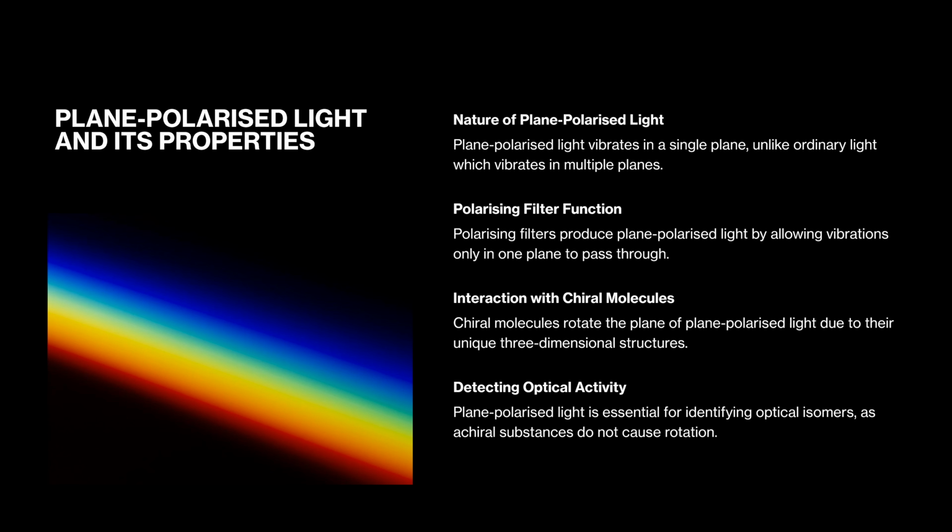Plane polarized light provides a way to observe the effect of molecular asymmetry because optically active substances interact with it in a measurable way. When plane polarized light passes through a sample containing a single enantiomer, the plane of vibration is rotated. This rotation occurs because the chiral molecules interact differently with the electric field of the light depending on their three-dimensional arrangement.